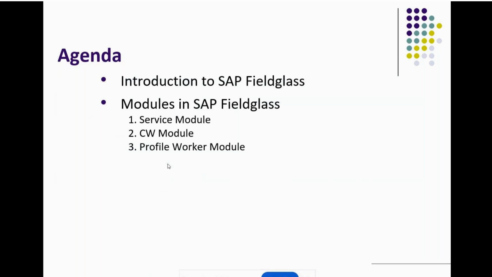Yeah, so that is the content we'll be seeing all over these training sessions. Today I've kept a few things which we can discuss more about SAP Fieldglass and its modules. As I stated, there are three modules: the service module, CW, the contingent workforce module, and the PW, profile worker module. I'll tell you what profile worker is and why I'm not forcing you to know about the profile module. It's a very important part and it is used in every organization, but there are some twists. I'll let you know when we reach the profile worker module.